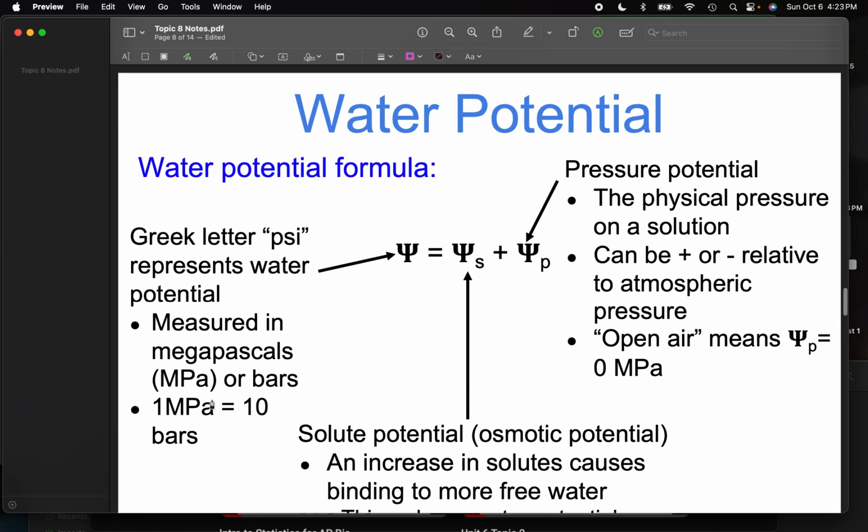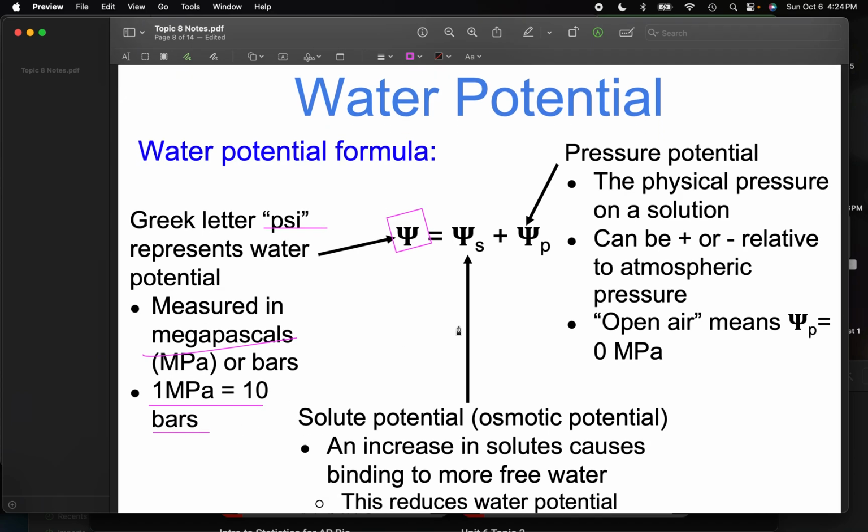So here's the formula. We use this Greek letter psi. It represents water potential. I like to think of it as Poseidon's trident, the water god. It's measured in megapascals. 1 megapascal is 10 bars. This is just a way that we measure pressure. Don't worry about the units so much. Don't get tripped up on that. The concept behind it's way more important.